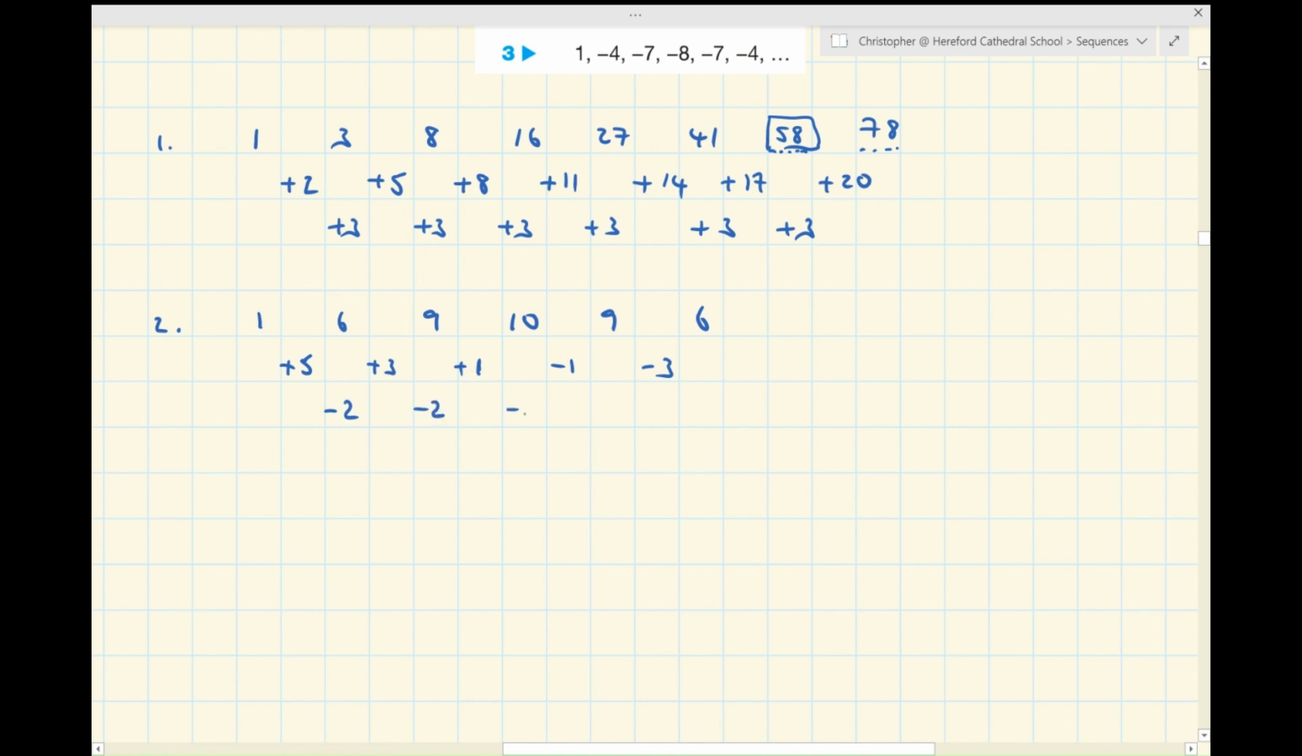1 to -1, take away 2. -1 to -3, take away 2. Now I can see what's going on. So to find this term and this term, I'm going to need a -2 here. -3 take away 2 is -5. So 6 minus 5 gives me 1.